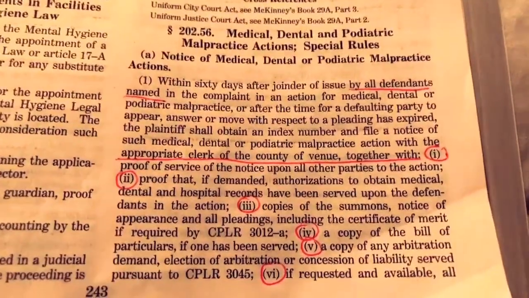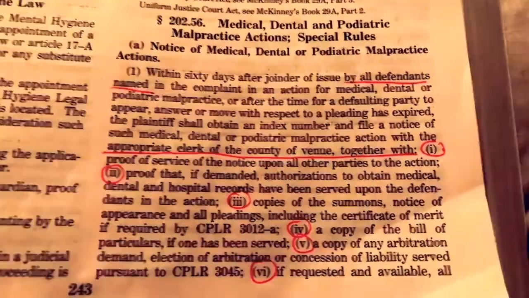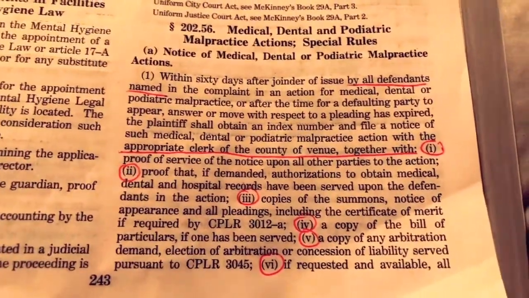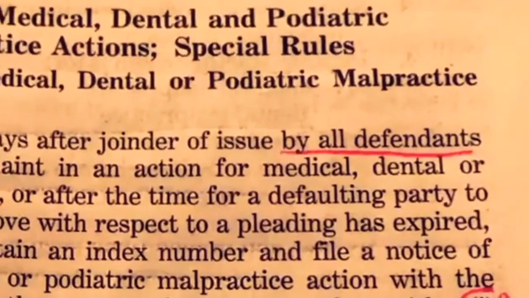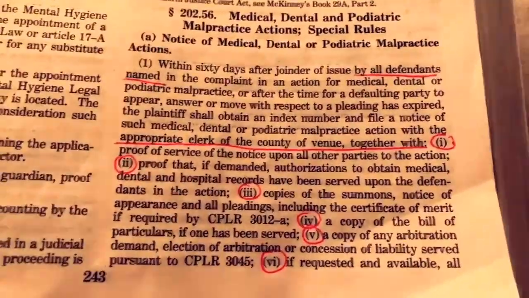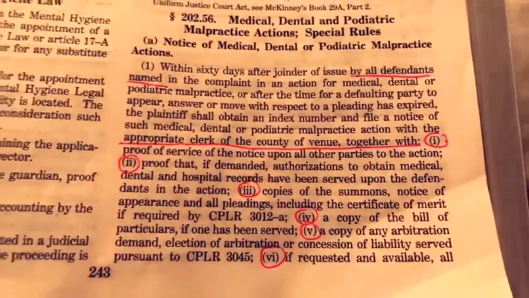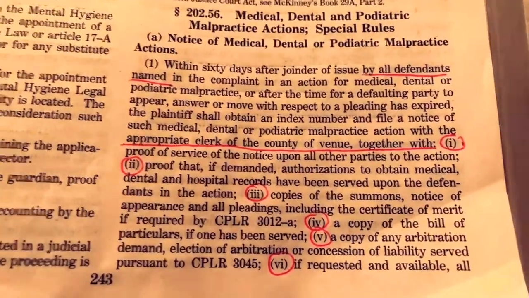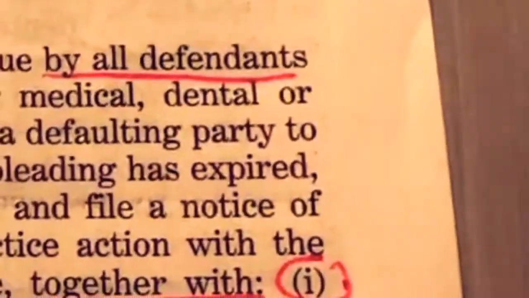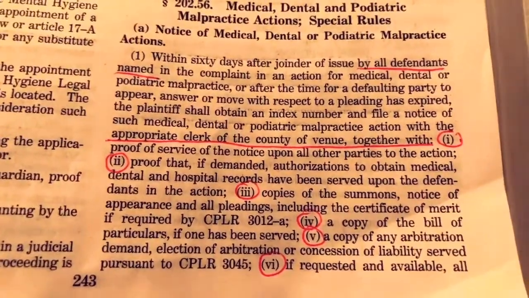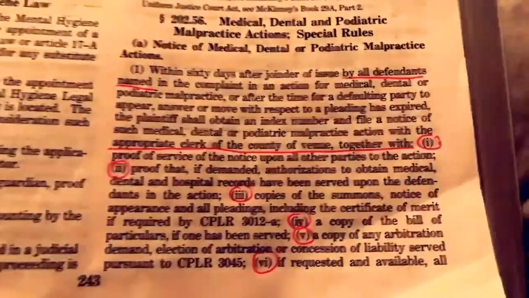Okay, next is 202.56, Medical, Dental, and Podiatric Malpractice Action Special Rules. A. Notice of action. 1. Within 60 days after joinder of issue by all defendants named in the complaint in an action for medical, dental, or podiatric malpractice, or after the time for a defaulting party to appear, answer, or move with respect to a pleading has expired, the plaintiff shall obtain an index number and file a notice of MedMal together with the appropriate clerk of the county of venue.